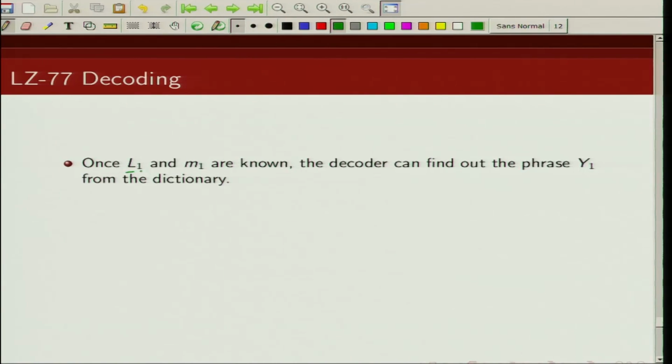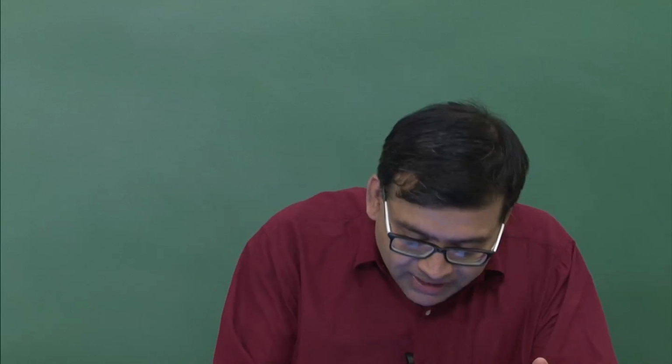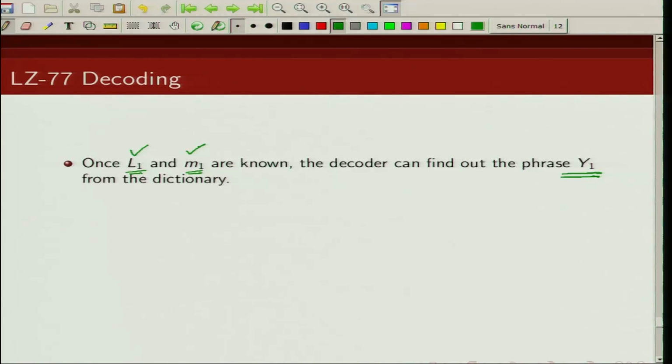Now once L1 and M1 are known, we can find out the phrase Y1 from the dictionary. Why? Because Y1 was the string that was matched to what was already there in the dictionary. The length of the match was L1 and the location of the match was a function of M. So if I give you L1 and M1, you can find out the string that is matched in the dictionary. So I can find out Y1.